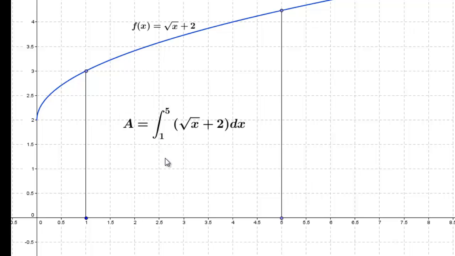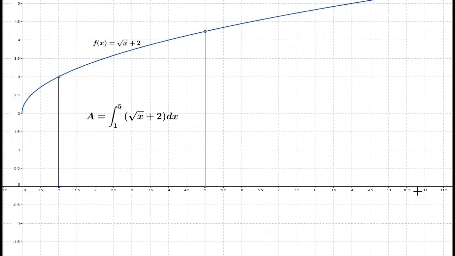And we would write that like this. The area is equal to the definite integral from 1 to 5 of the square root of x plus 2 dx, which breaks that interval from 1 to 5 into an infinite number of infinitely small width rectangles. And when you learn how to evaluate definite integrals, which we're going to do in the next screencast, you'll be able to find that exact value. But for now, knowing how to set it up is the important thing.